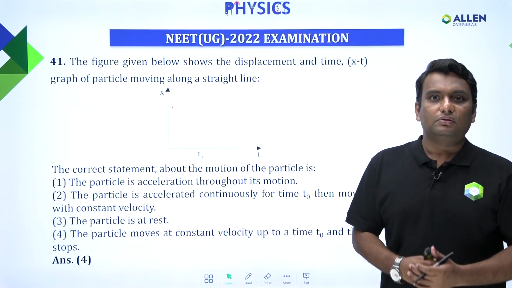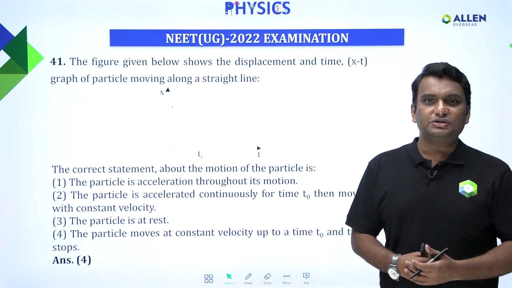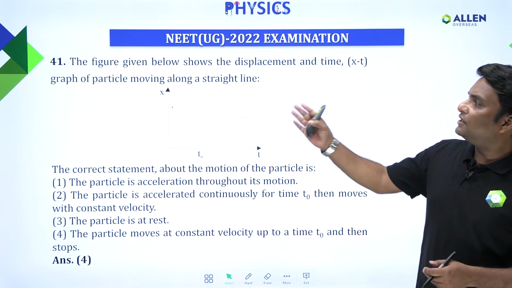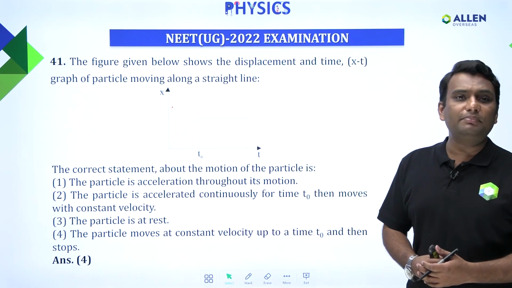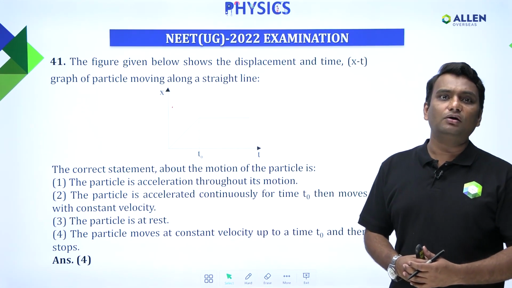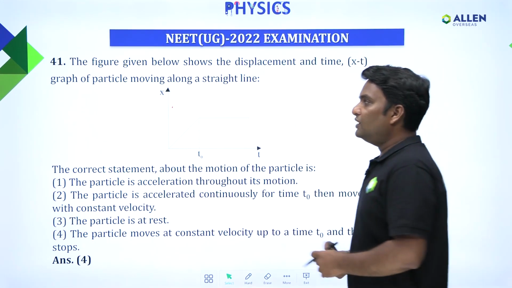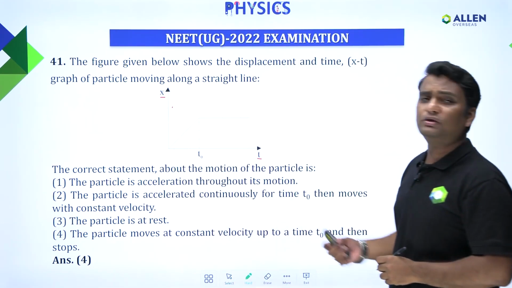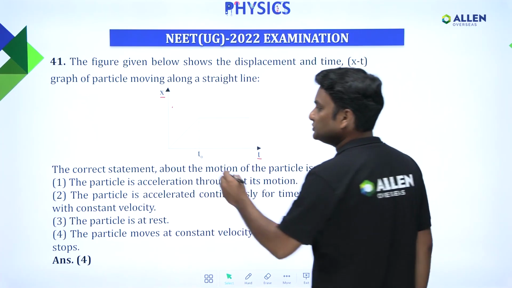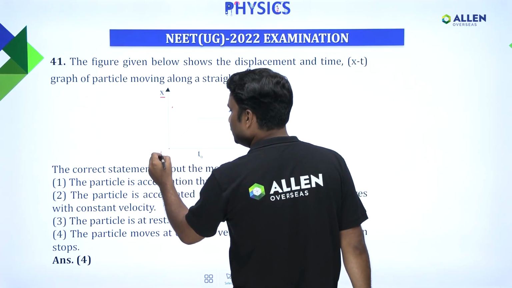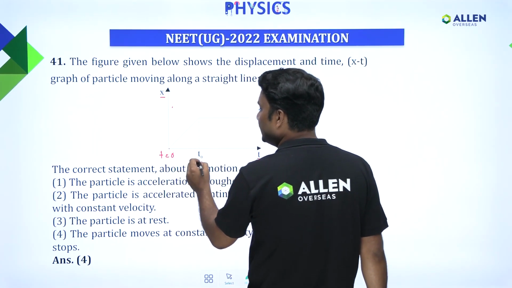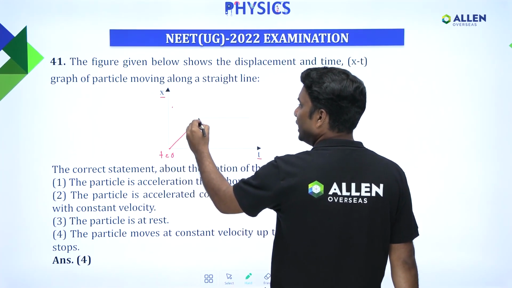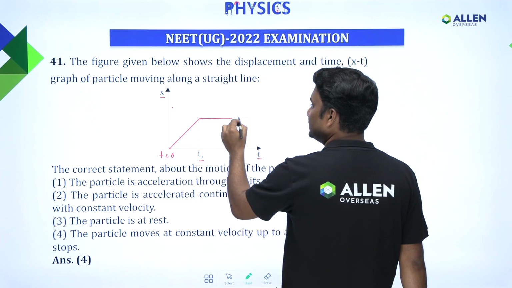Hello dear students. Now let's continue the discussion of the questions. The next question in the sequence is question number 41. It says, the figure given below shows the displacement and time graph of a particle which is moving along a straight line. So here we have displacement on the y-axis and time on the x-axis. Particle starts its motion here at time t equal to 0 and till time t equal to t naught, it is moving as shown in the graph like this, and after that it moves like this.